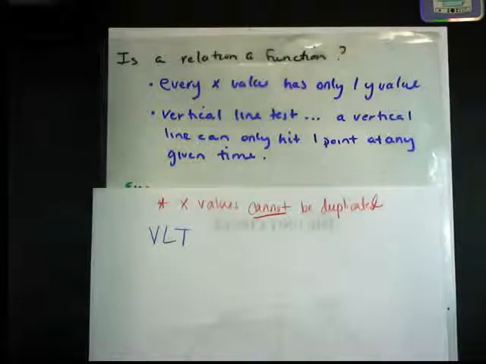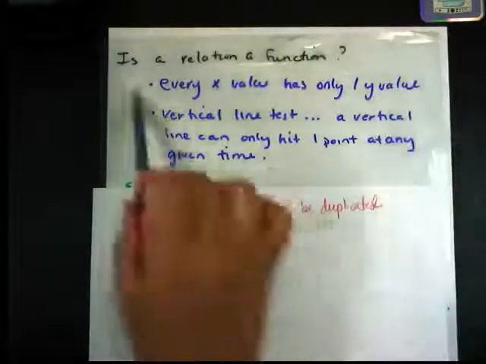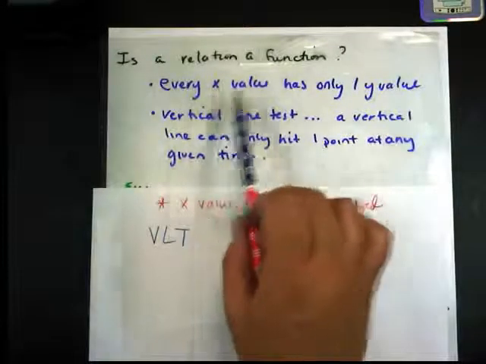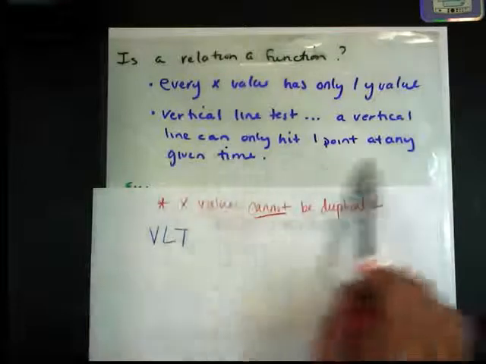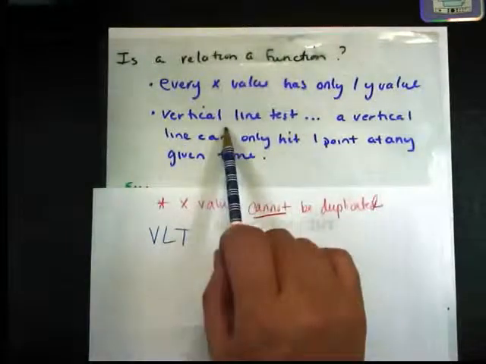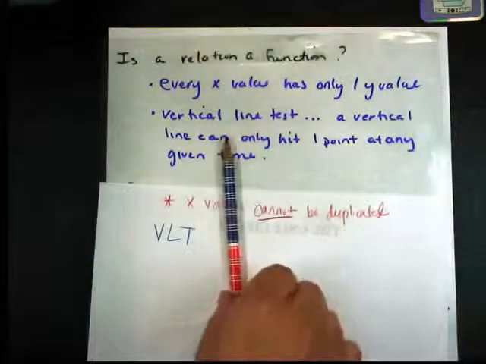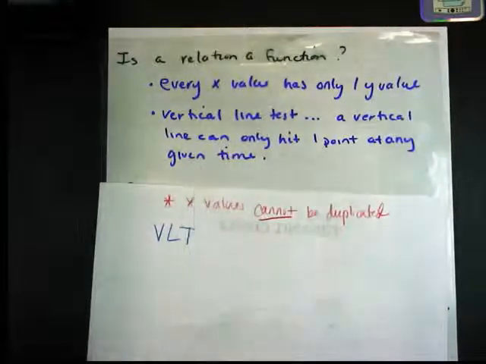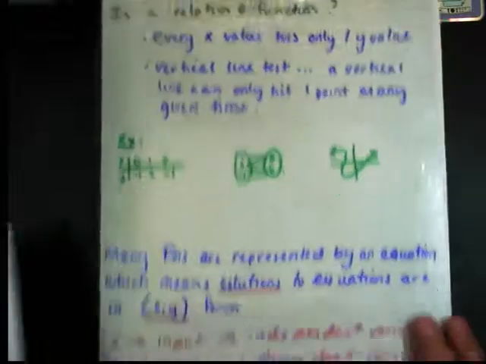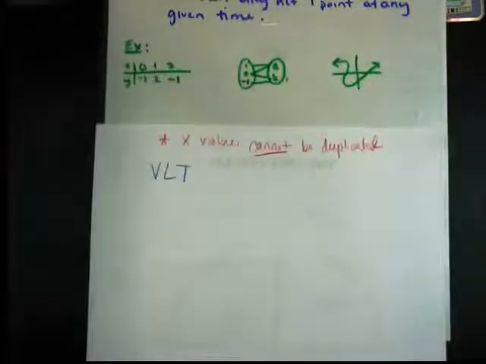So there are two ways that we can look at this. If we have a list, we can look: are all the x values only once? But if we have a picture, then we say, if I run a vertical line, and a vertical line is up and down, do I only hit it one time? So let's look at some examples here.